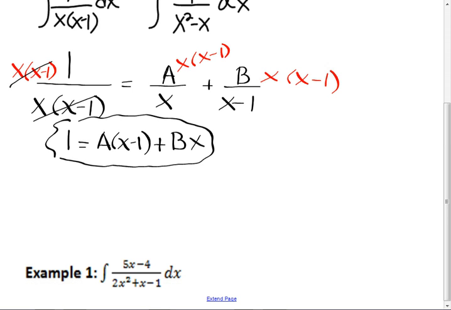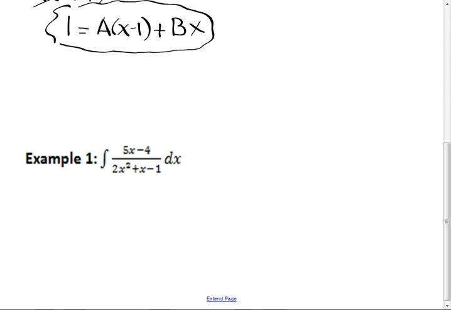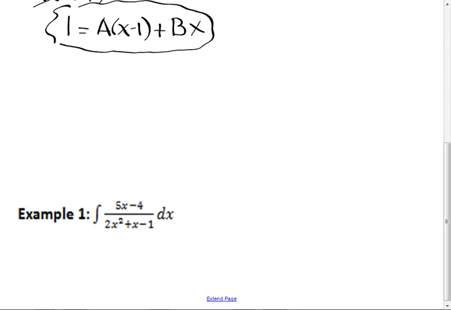Okay, but we're going to try to integrate this, is what we're going to try to do. Okay, what number would you like to put in for x? I can put any number I want in, but if I put in x equal to 0, I get 1 equals a times negative 1 plus b times 0. So a equals negative 1.